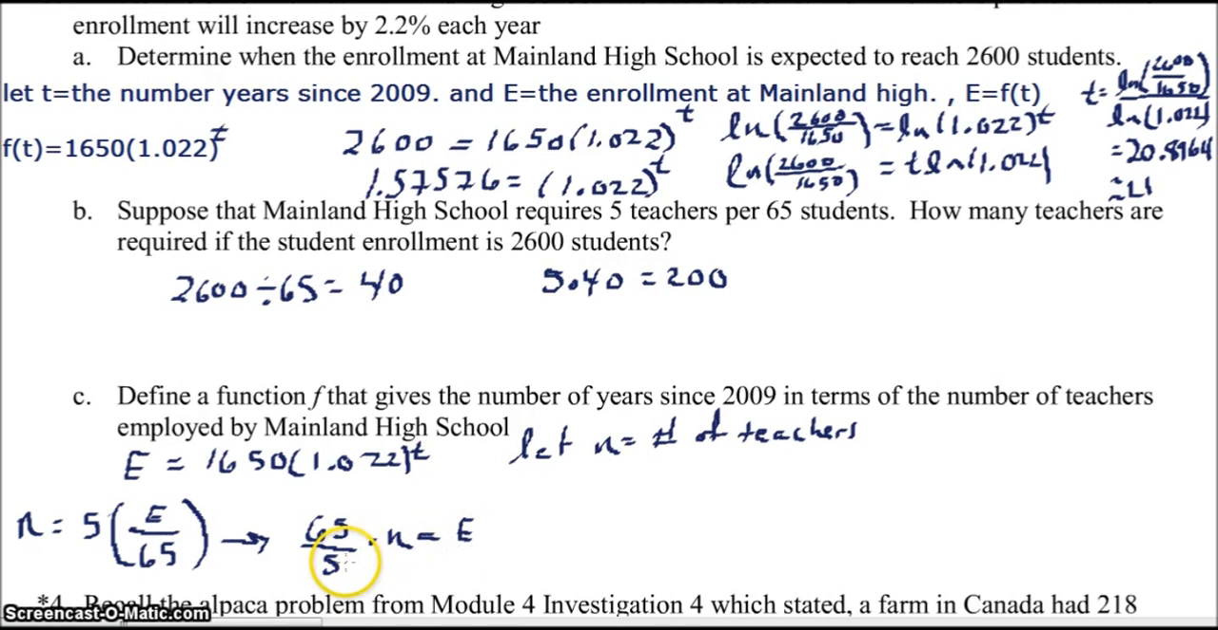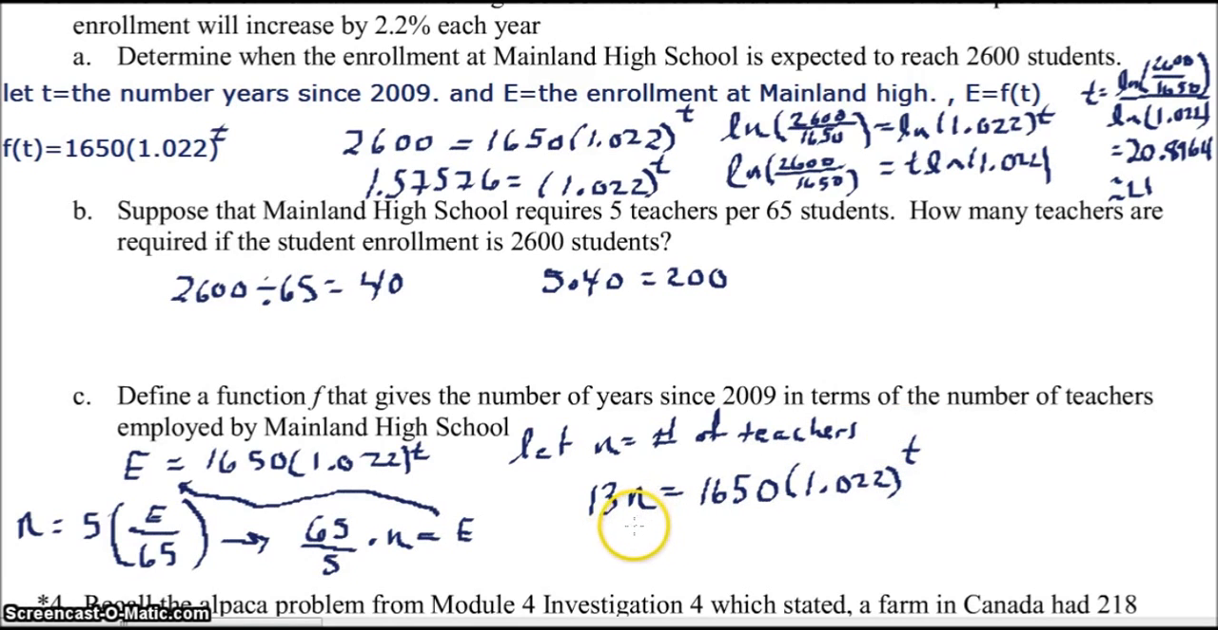And so, since I want my function to give us the number of years in terms of N, I'm going to replace this E here with 65 over 5 times N, and that's 13N. So 13N equals 1650 times 1.022 to the t. We know that this relationship will hold: 13 times the number of teachers equals the initial number of students times our growth rate to the t.